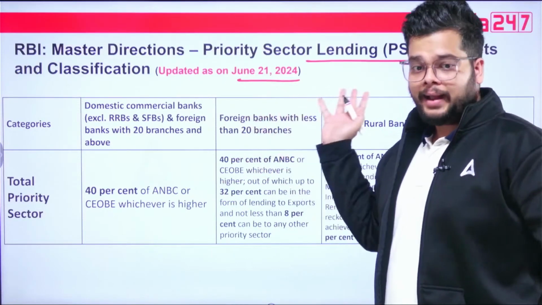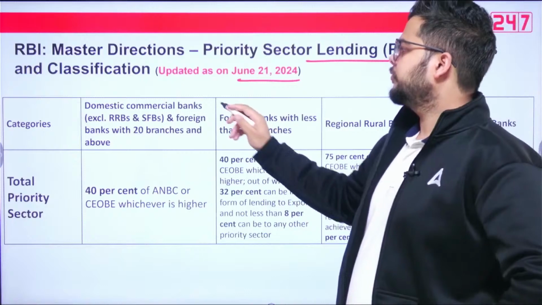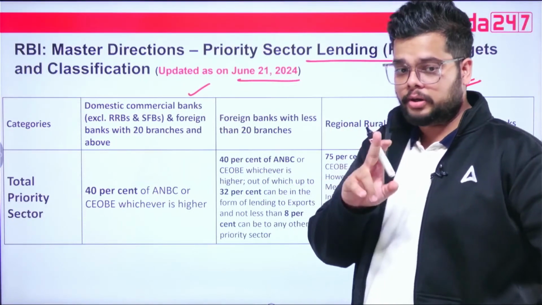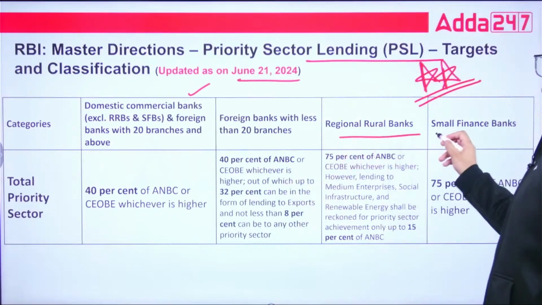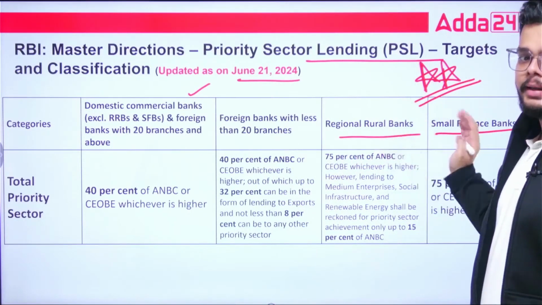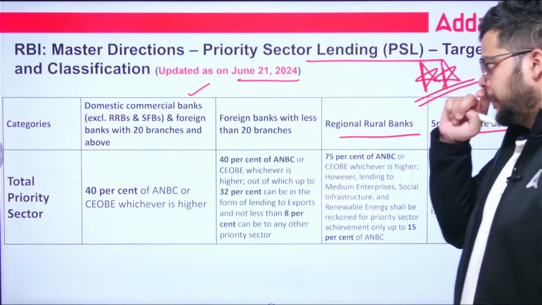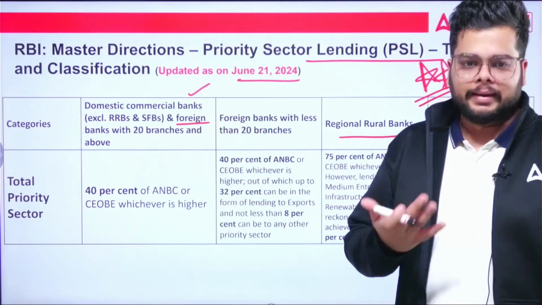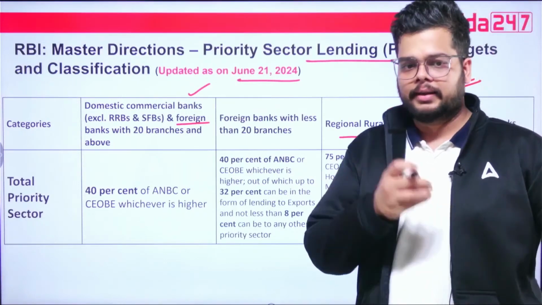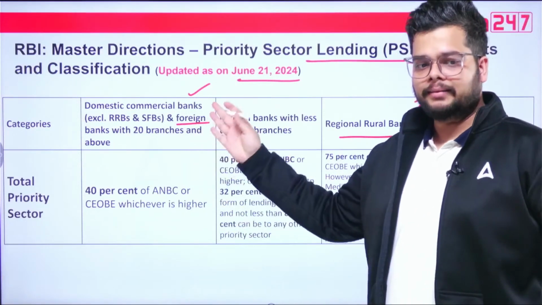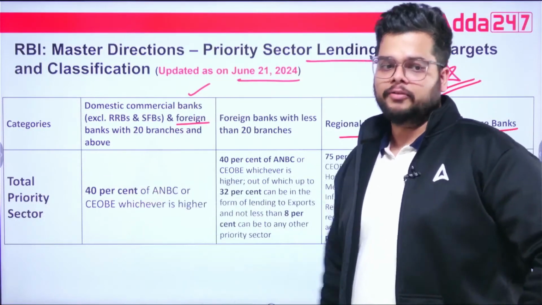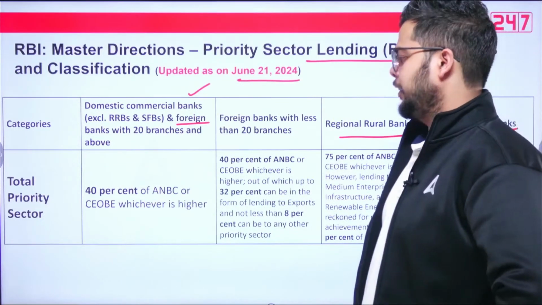Various types of banks and financial institutions are there. The first institution is domestic commercial banks, but they do not include the RRBs and small finance banks, because separately they have been mentioned by RBI. Plus you have foreign banks with 20 or more branches. If a foreign bank is there in India with 20 or more branches, it has to oblige this particular criteria for total priority sector lending.